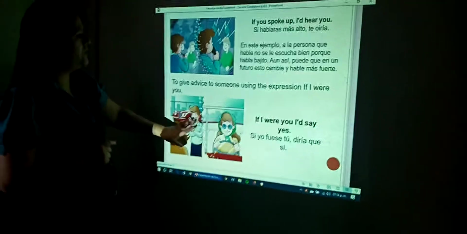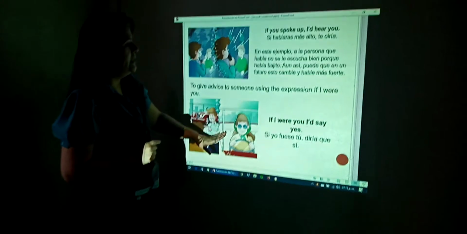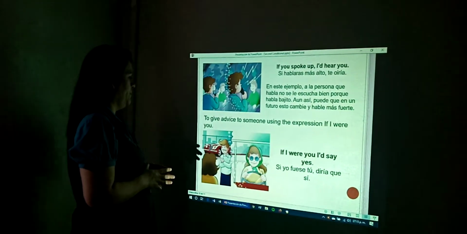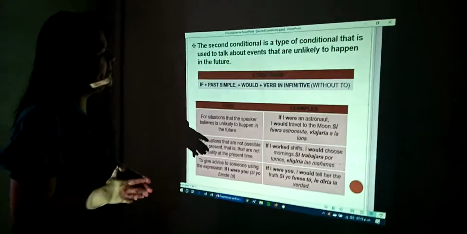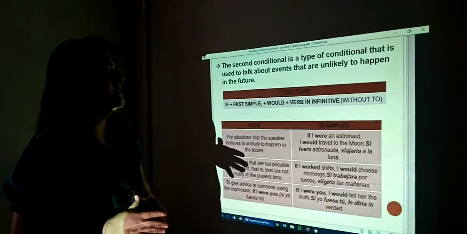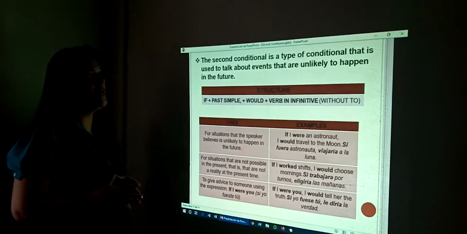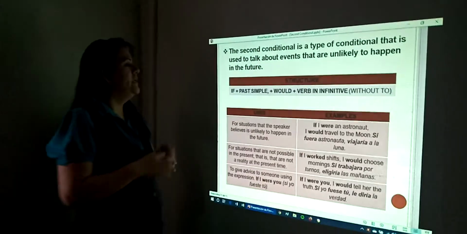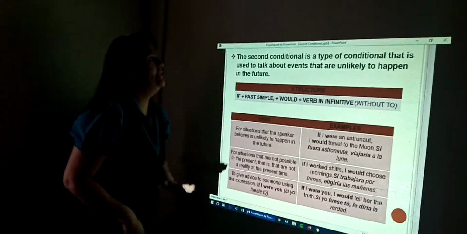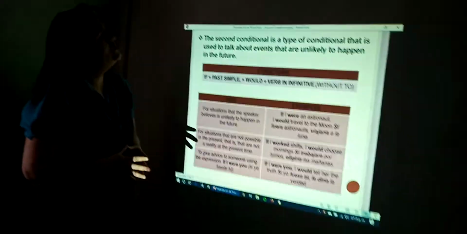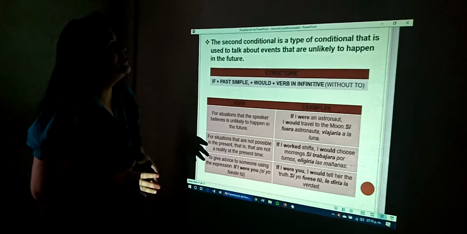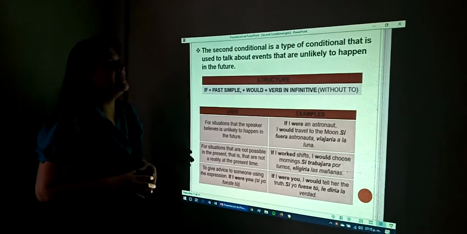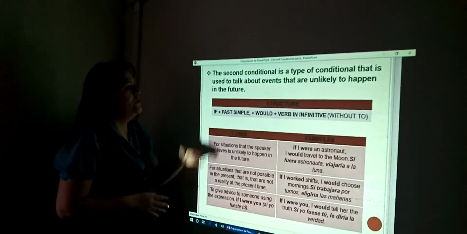This is picture 2. If I were you, I would say yes, and this picture is: if you spoke up, I would hear you. And look at right here. The second conditional is a type of conditional that is used to talk about events that are unlikely to happen in the future. Let me read this point again, please. This is the structure.